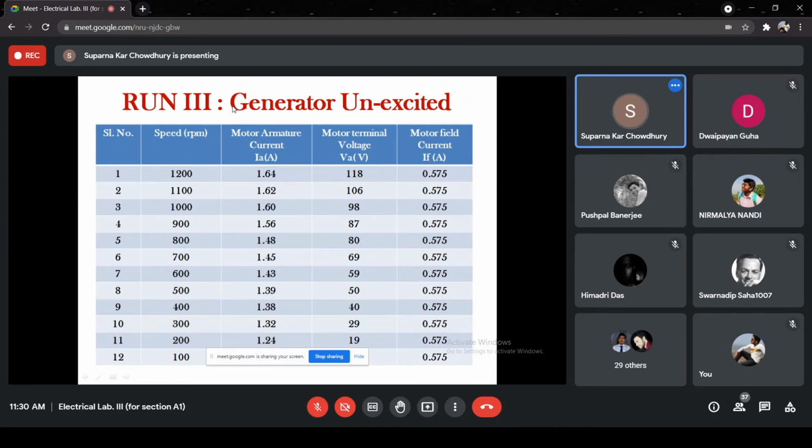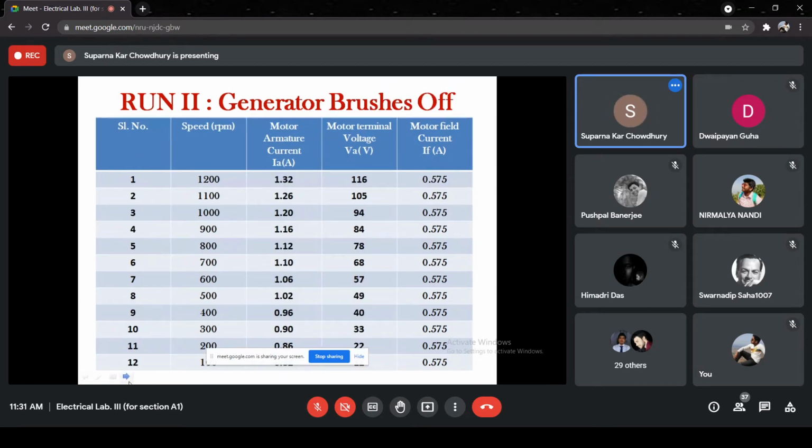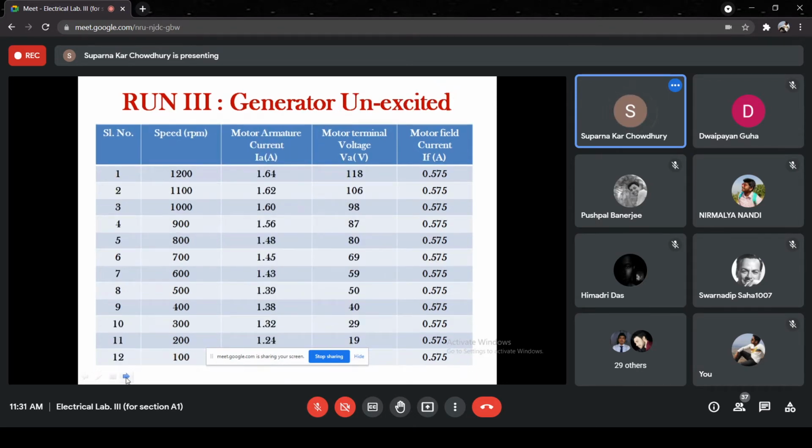Then in this run, the generator is unexcited. That means we have replaced the brushes. So if you note the readings, since we have replaced the brushes, brush friction loss is added. So the input here is more than the previous input, because brush friction loss is added.